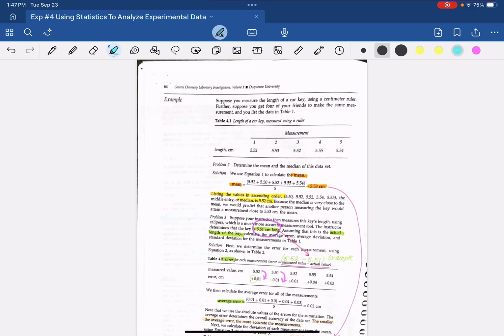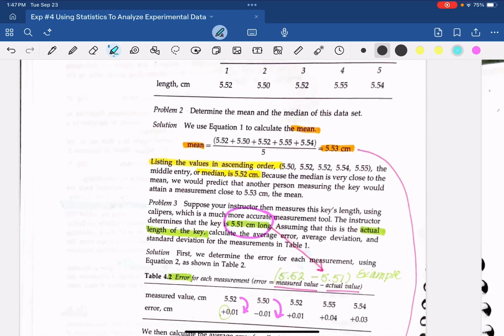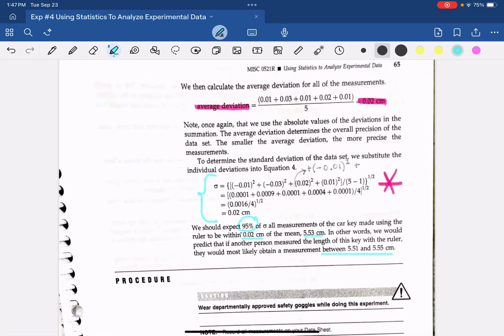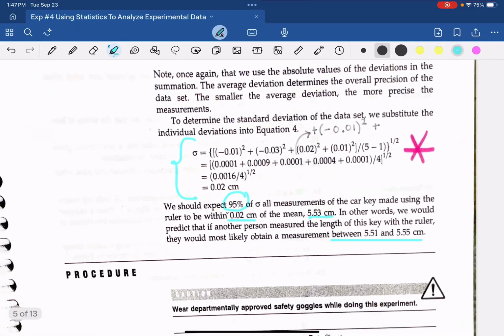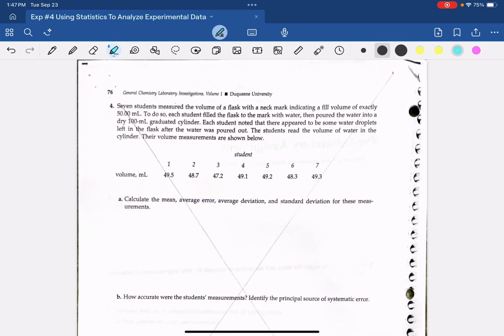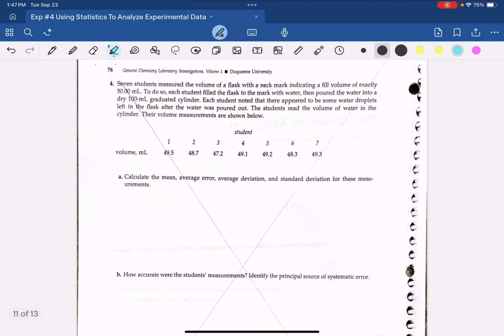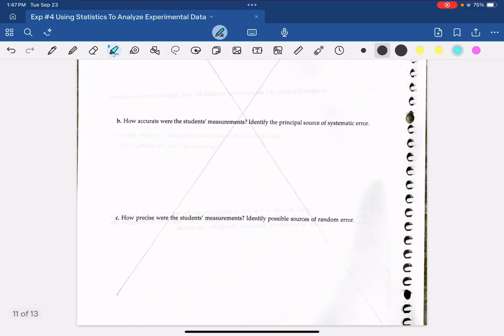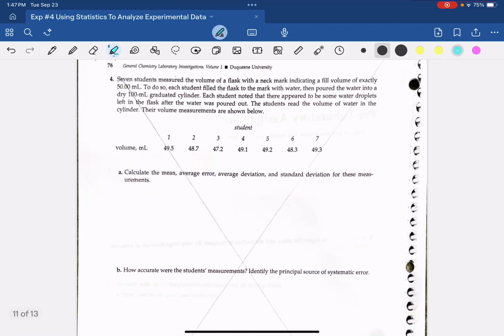Okay, so this example problem, page 64, continuing on to page 65, is what you have to do when you are finishing the lab. And I would challenge you to do this as a practice problem to make sure that you understand how to do it, because the goal is to understand the data, understand how to apply this going forward, because this will apply to things that you're going to see in the future in this chemistry course throughout the entire year.